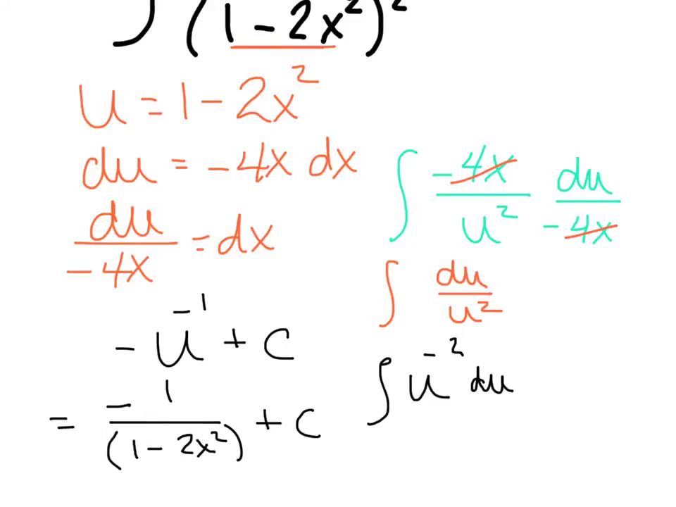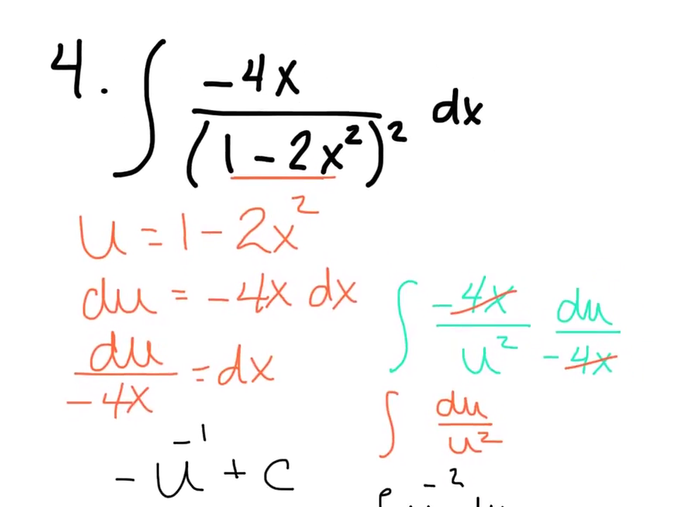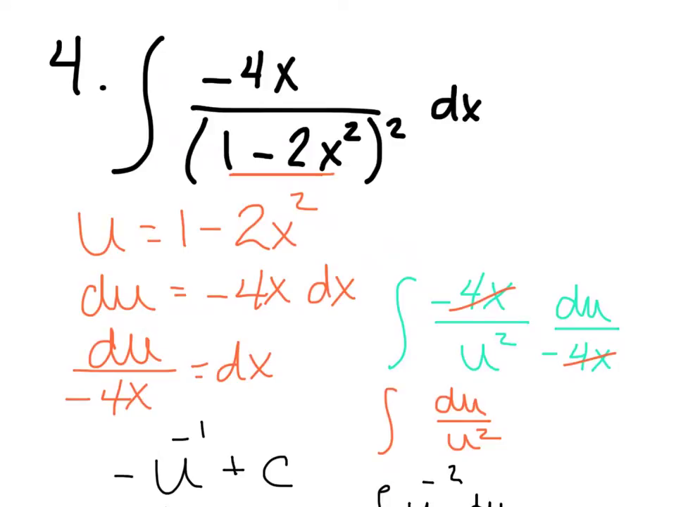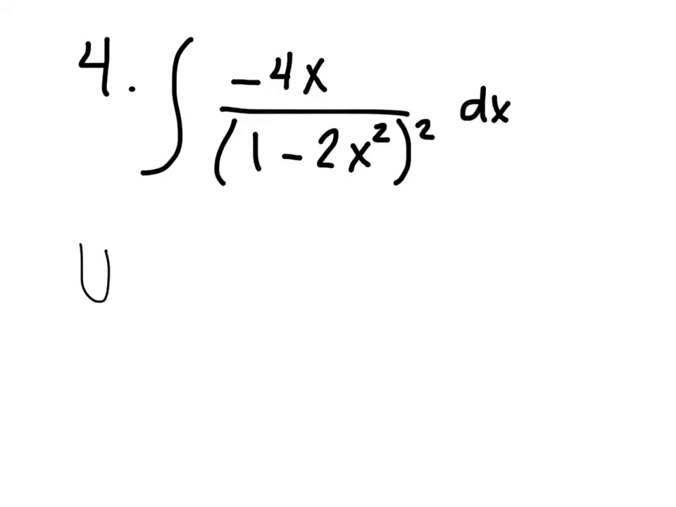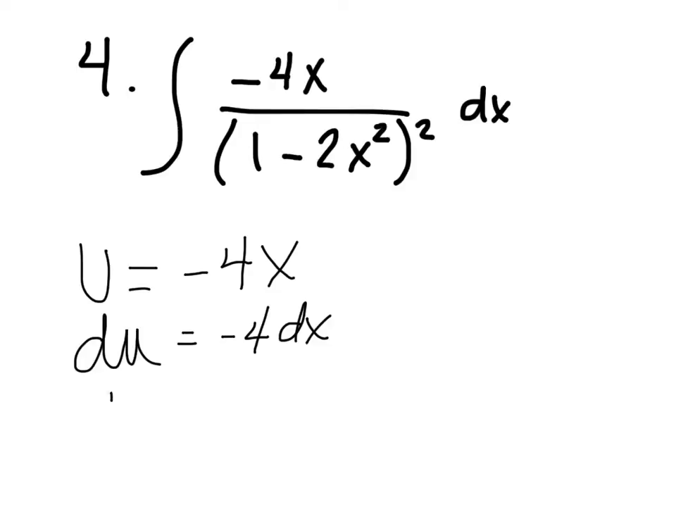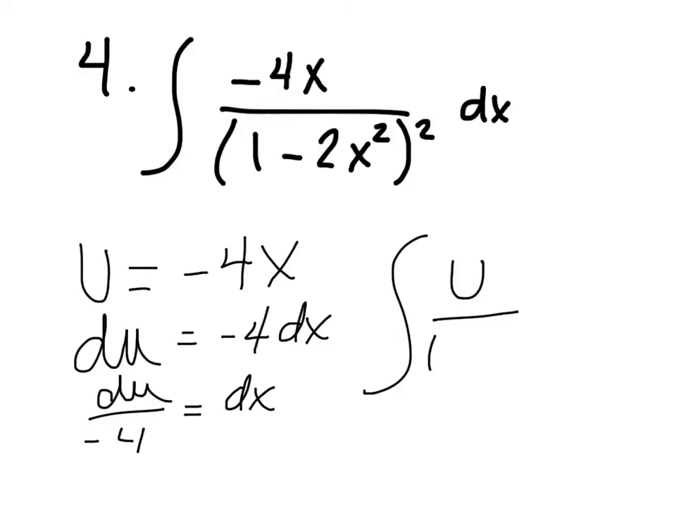for my final answer. Now, you might be saying, well, what happens if you pick the wrong u? We'll try this. Let me recopy this. Let's say I didn't know who my u was, and I said, what if I let u equal negative 4x? And I take its derivative, I would get negative 4 dx, so I get du over negative 4 equals dx. Now watch when I do my substitution. I would get u over 1 minus 2x squared times du over negative 4.